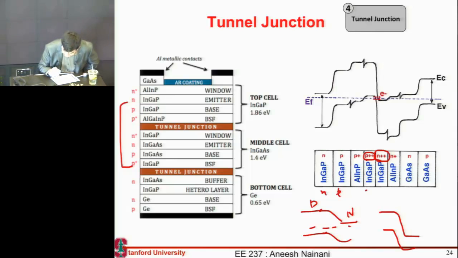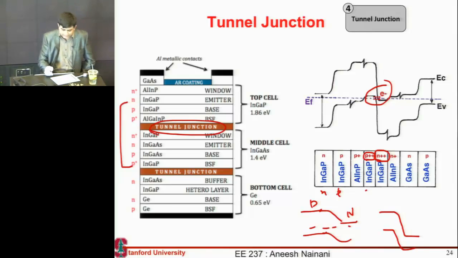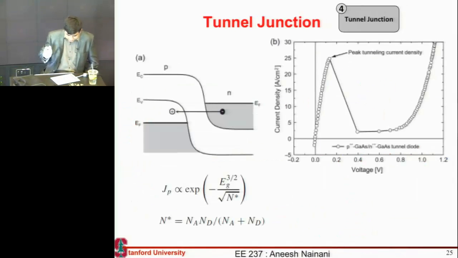Okay, and if you make this depletion width very small, the carriers from one side of the junction can easily go to the other side of the junction, even though this is reverse bias, through the phenomenon called tunneling. So that's why this junction is called the tunnel junction. And to give you some more background on the physics behind this tunnel junction.